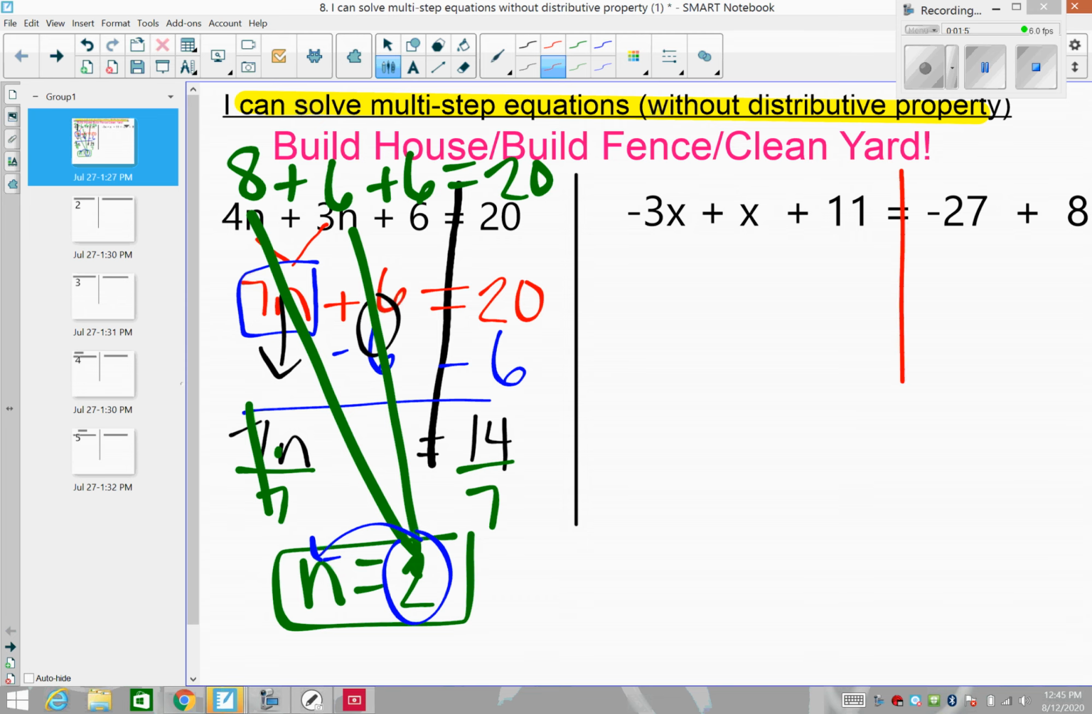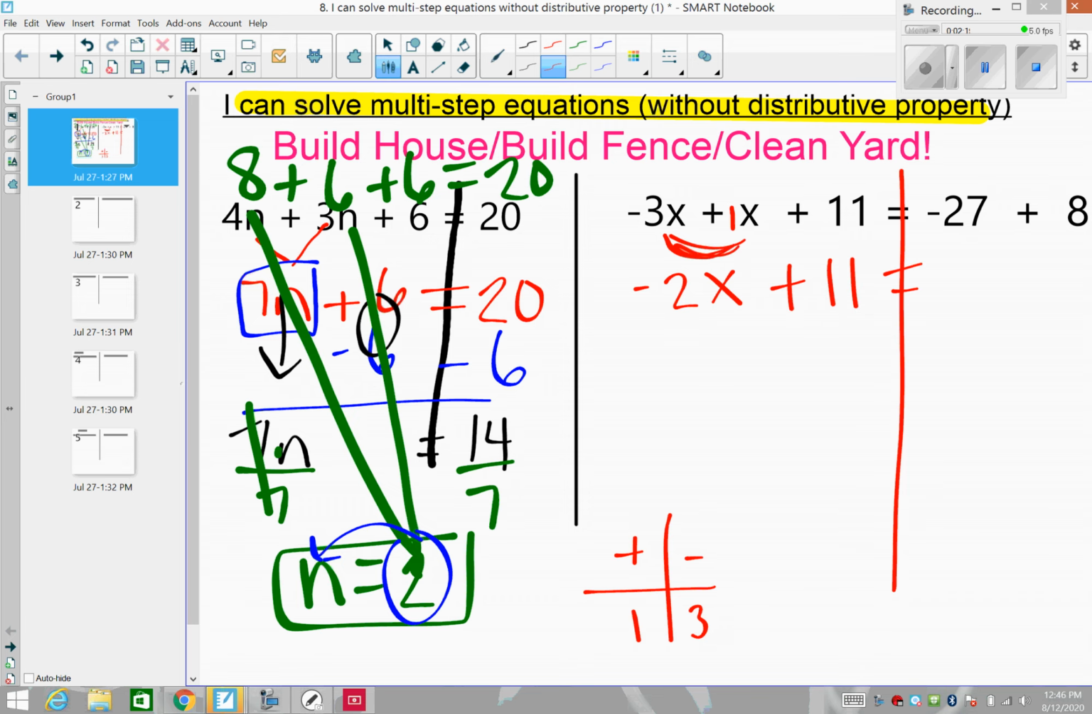So next problem here. Left side has to equal the right side, combine like terms. Combining here are x values. If we tug of war this, we end up with three players on team negative, one player on team positive. So the result of that is negative 2x plus 11. Those cannot be combined because they're not like terms. On the right-hand side, we can combine because those are just both numbers. If we tug of war that expression, we have 8 on team positive and 27 on team negative, which results in negative 19. They have 19 extra players, negative 19.